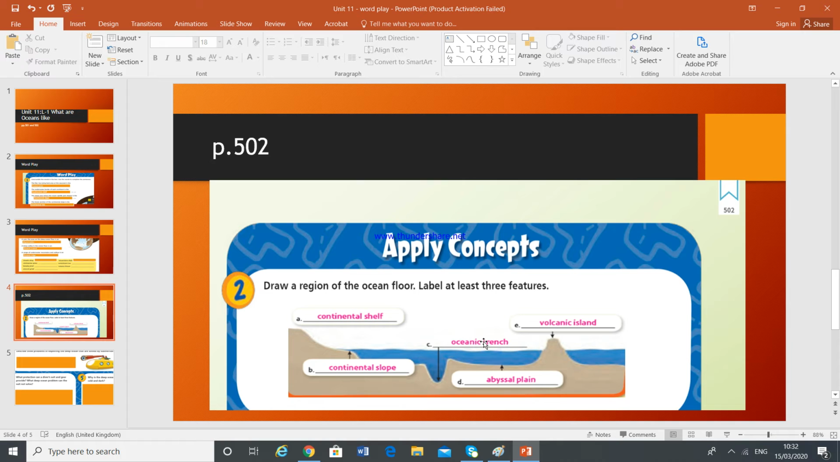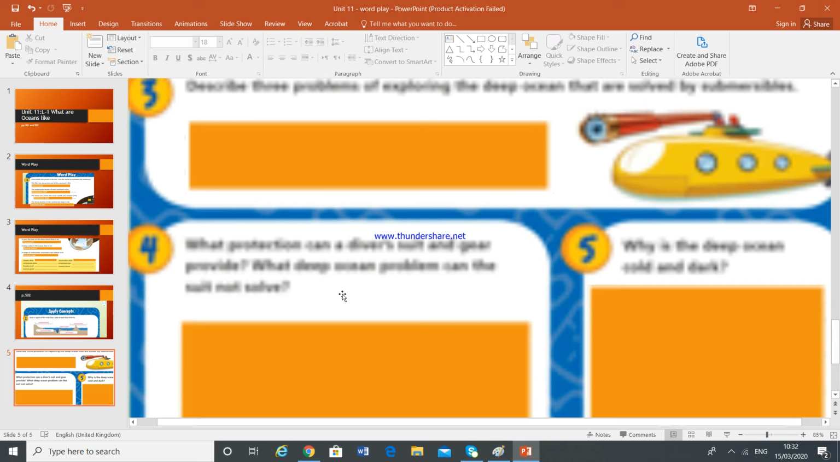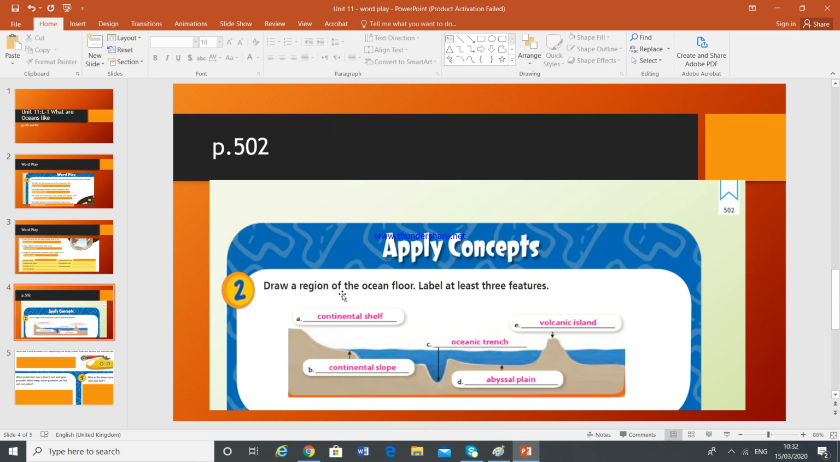So you all can draw this, and don't forget, in my science classes you will never draw without coloring. I need a neat diagram with a colorful beach and the ocean floor, and neat labeling: continental shelf, continental slope, oceanic trench, abyssal plain, volcanic island. Okay, so after you finish page 502, question number 2, after you have drawn question 2, go to your next. Okay, here, the third question.